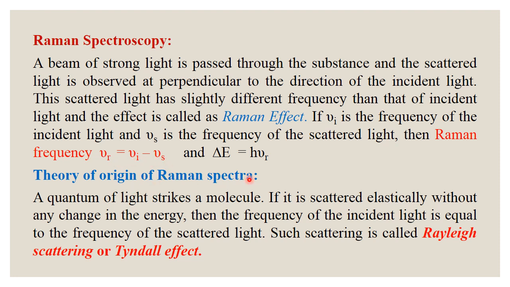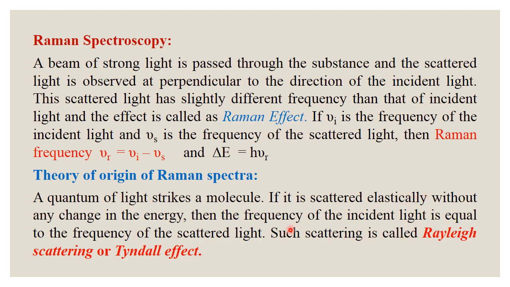Theory of origin of Raman spectra. A quantum of light strikes a molecule. If it is scattered elastically... scattering is of two types: one is elastic scattering, another is called inelastic scattering. Elastic scattering is made without any change in the energy. In elastic scattering there is no energy change. What does that mean? The frequency of the incident light is equal to the frequency of the scattered light. If both frequencies are the same, it is called elastic scattering.